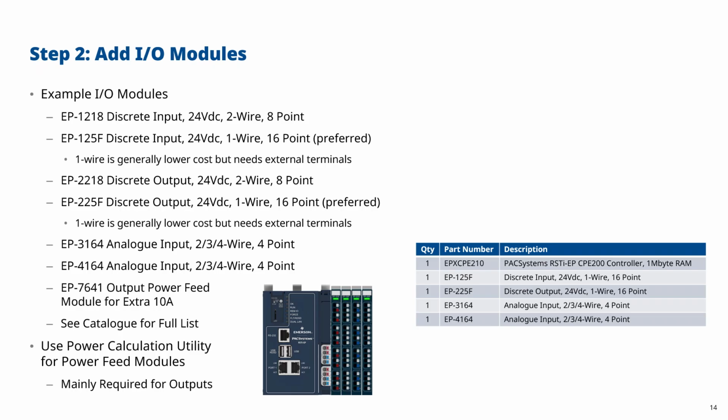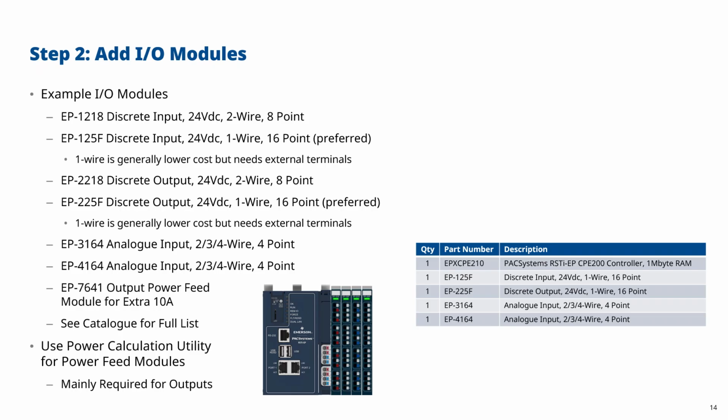Now we've got the same on the output side. We've got the EP2218, which is a discrete output module, 24 volt DC with 2-wire, and that has 8 points. But there's also the preferred one, which is EP225F, and this is a discrete output, 24 volt DC, 1 wire now, so 1 termination per output, and 16 points. So it gives you higher density, but again you need those extra terminals for the return wire or the 0 volts.